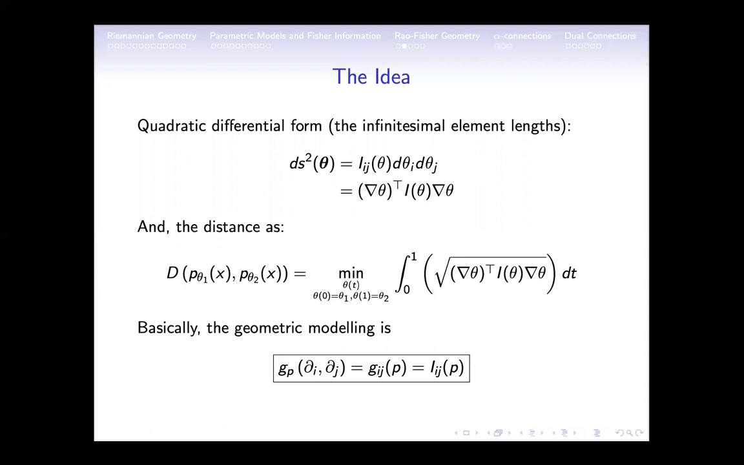Now, from knowing the differential geometric and Riemannian geometric framework, what he basically did in his paper, without mentioning this, was the geometric modeling as g of partial i, partial j equal to the ijth entry of the Fisher information matrix. This is the fundamental idea of the Fisher-Rao geometry and any form of information geometric modeling. We are setting the coefficients of the Riemannian metric as the entries of the Fisher information matrix.